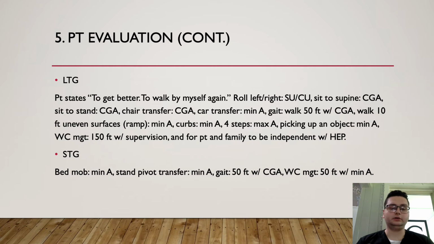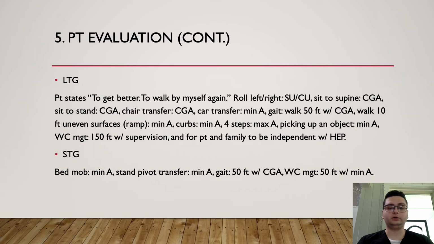They wanted to be min assist with car transfers. They wanted to be able to walk at least 50 feet with contact guard, walk 10 feet on uneven surfaces with min assist. So uneven surfaces is just a wheelchair ramp. Be able to walk 4 steps with max assist. Be able to pick up an object with min assist. They wanted to be able to wheel 150 feet with supervision with their wheelchair, and they wanted the patient and family to be independent with the home exercise program.